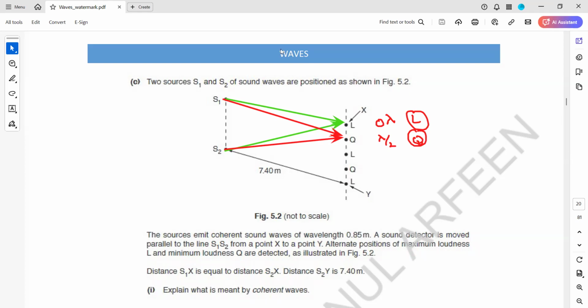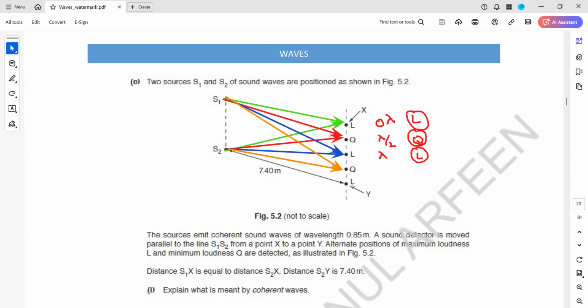Then another maxima is there. When we have another maxima, the first maxima after the central, what will be the path difference here? The path difference will be equal to lambda. If the path difference is one wavelength, again a constructive interference, a loud sound will be observed. Then as we further move down, there is a minima, destructive interference occurs. The two waves will cancel out the effect of each other.